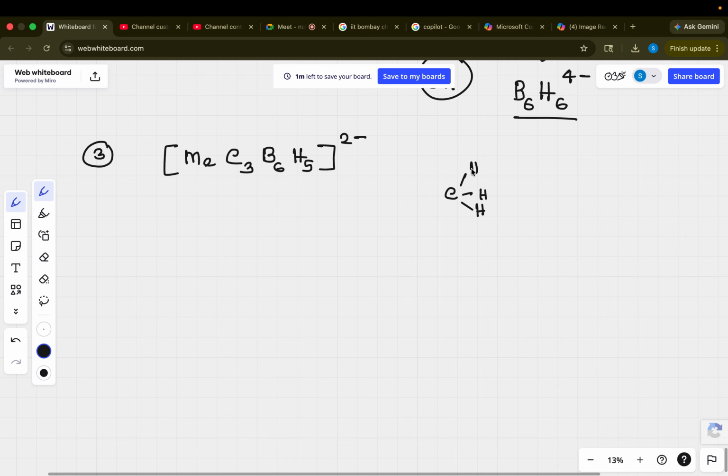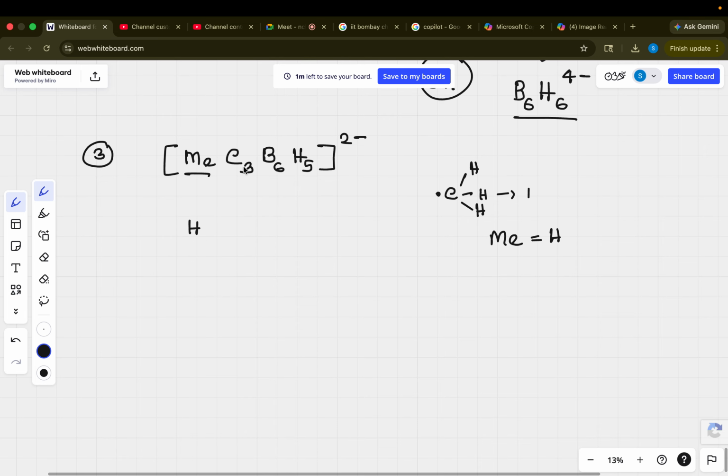If you see, carbon has 4 valence electrons. Already carbon is making 3 covalent bonds with 3 hydrogen, so only 1 electron is left, right? So CH3 is donating only 1 electron. Okay, so I can say this methyl is actually equivalent to your hydrogen, because hydrogen also donates 1 electron. So from this methyl you are getting hydrogen.